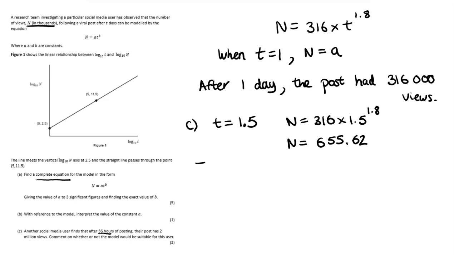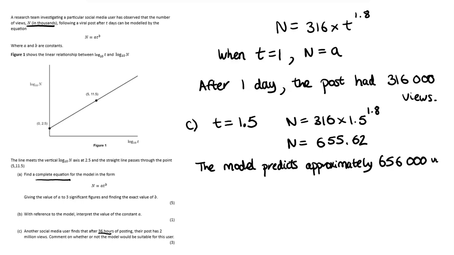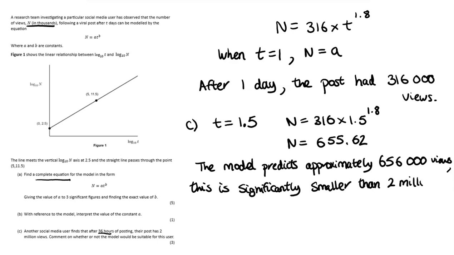Okay. So we need to mention that in our answer. So we can say the model predicts approximately 656,000 views. Okay, we'll just round here because it's just a model. Let's just use it as a prediction. So it predicts approximately 656,000 views. This is significantly smaller than 2 million.